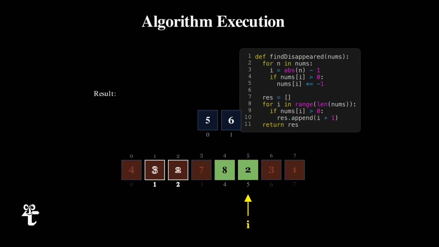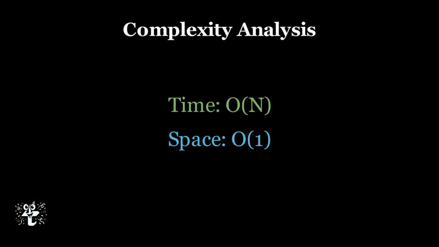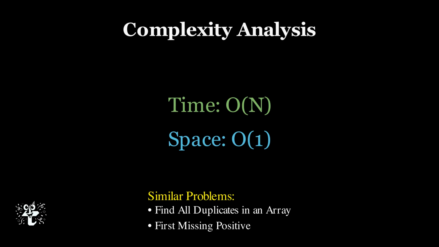The algorithm is complete. This approach runs in O of n time because we iterate through the array twice. It uses O of 1 extra space as we modify the input in place. We recognize this pattern when input values are within the range of the array's length. Similar problems include find all duplicates in an array and first missing positive.